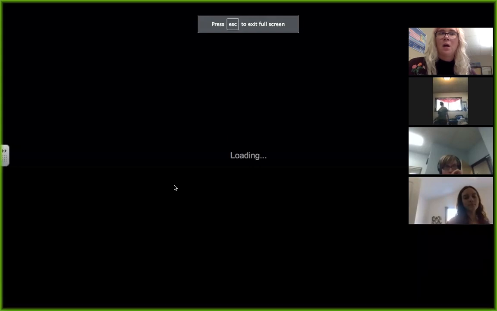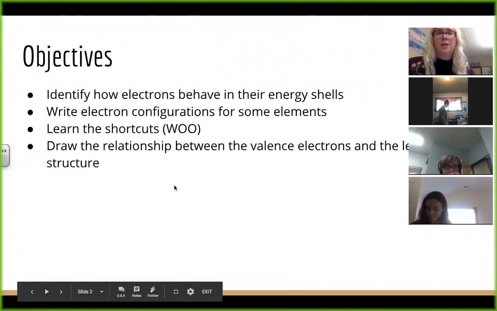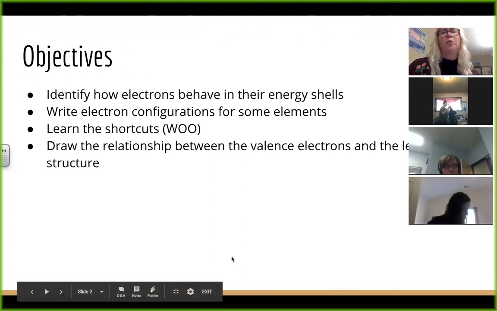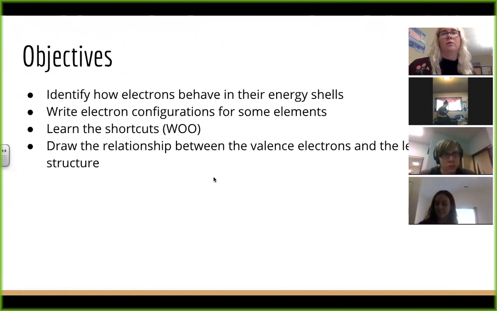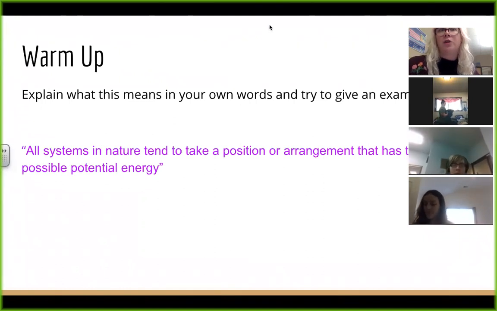So, electron configuration. Today's objectives are: identify how electrons behave in their energy shells, and write electron configurations for some elements, essentially by learning the shortcut to do this. And then we probably won't have time to do this final objective with valence electrons. I added it on at the end here. I think I will move that to next week's virtual session, but if we do have time, we'll go over that. So here is our warm-up question for today.